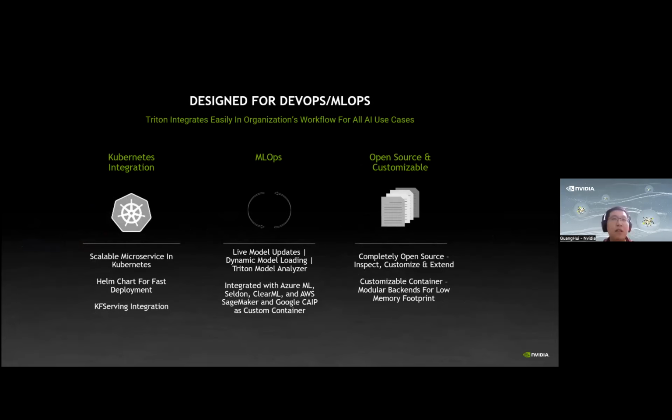This is the Kubernetes integration. And then you can build up your own CI/CD process where you can continuously update the models and continuously deploy to your targeted devices. And then Triton Inference Server is also open source, where you can find it available on GitHub, where you can do your own customization.